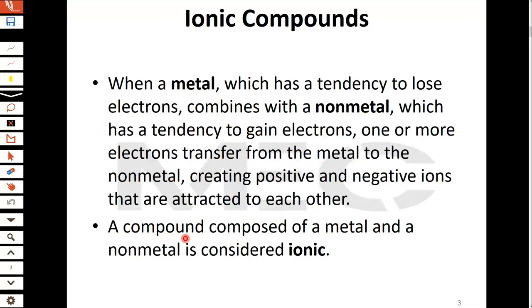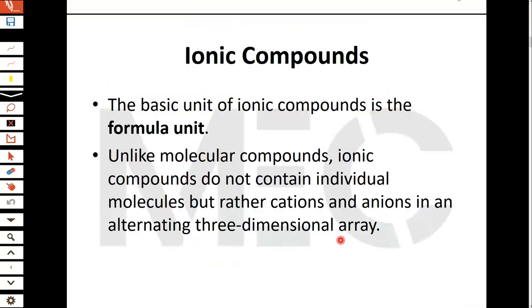A compound composed of metal and non-metal is considered ionic. The basic unit of an ionic compound is a formula unit. I mean, it's not a molecule. Ionic compounds are not molecules. The basic unit of an ionic compound is formula units. Unlike molecular compounds, ionic compounds do not contain individual molecules, but rather cations and anions in an alternating three-dimensional array.